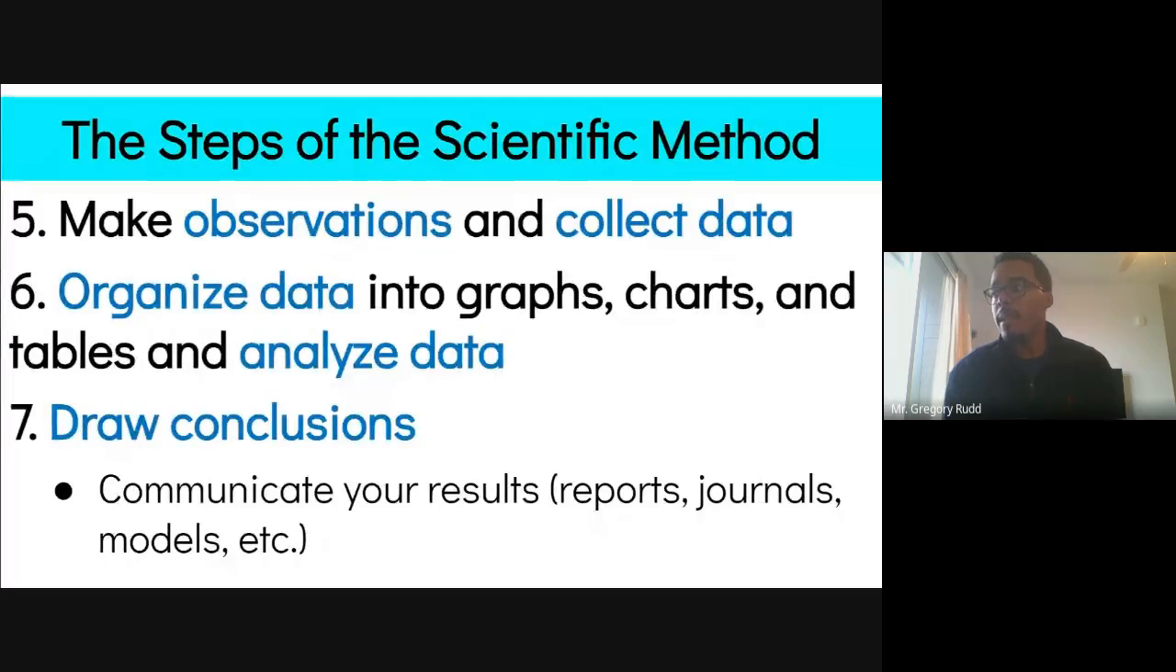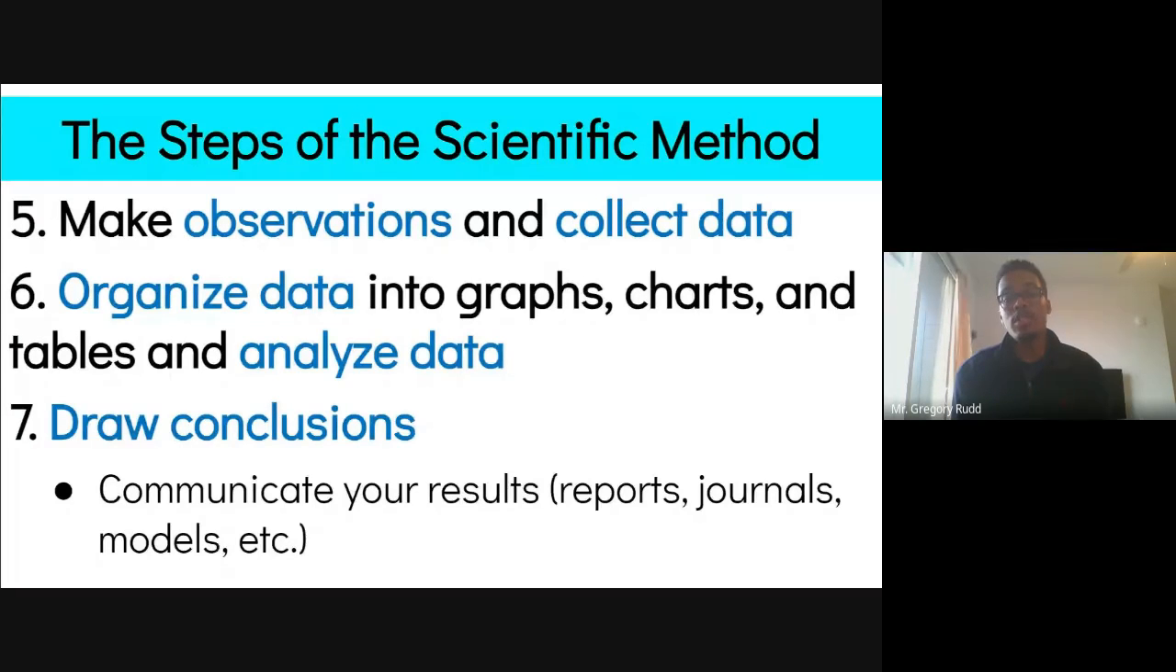And then the last few steps of the scientific method. You want to make observations and collect data. You should organize your data into graphs, charts, and tables, and then analyze that data. And then you can draw your conclusions. Now, again, some of you will go on to do actual research, and that should be exciting to you all.